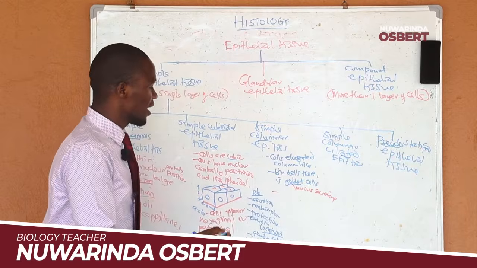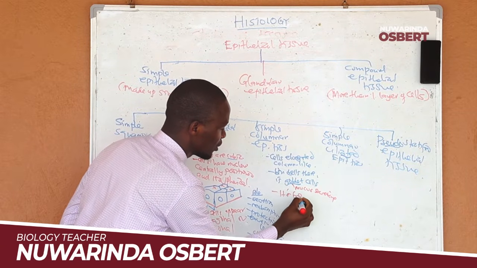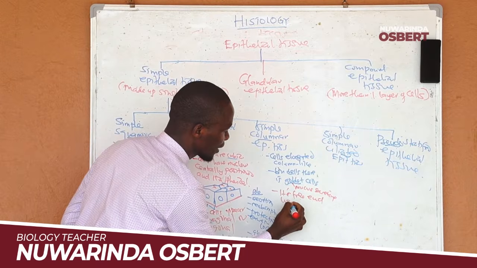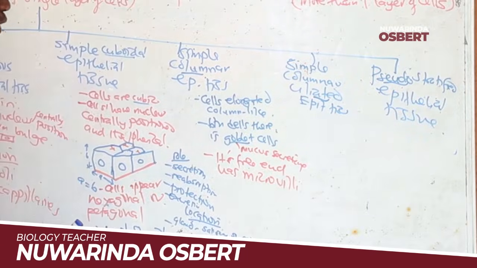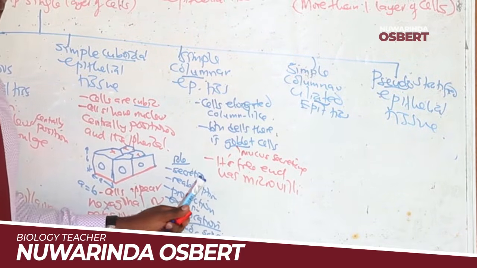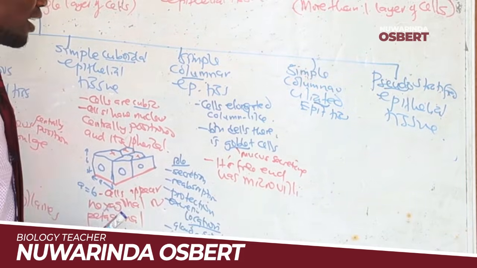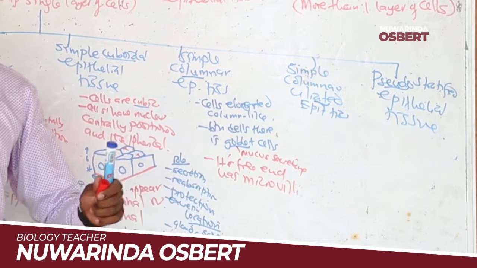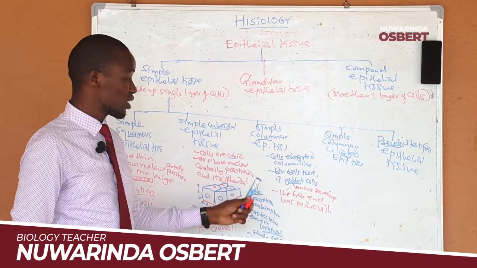Apart from this, its free end has microvilli. Microvilli are finger-like projections. Remember the free end, I've already explained it at the beginning. So the free end has what we call microvilli. And this microvilli is important in increasing the surface area for different functions in those areas where this tissue is found.